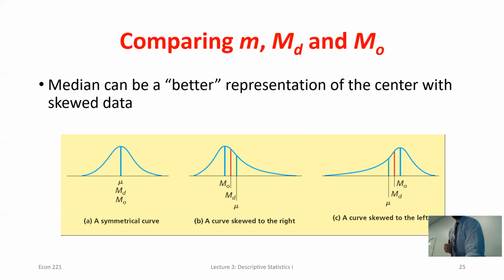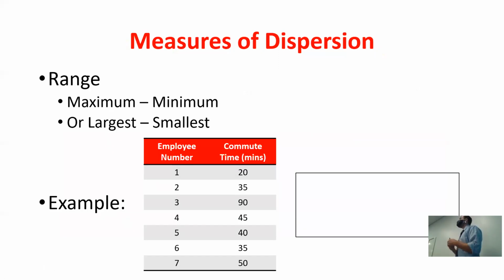But from here, we're going to leave measures of central tendency and start to talk about measures of dispersion, or measures of variation, right? How varied is the data? How much variation exists in that data set? Okay? So if we go back to the example data set we were using last class, where we had commute times of 7 different employees, all we're going to do to get the range of a data set is take the maximum value and subtract the minimum, or largest minus the smallest, right?